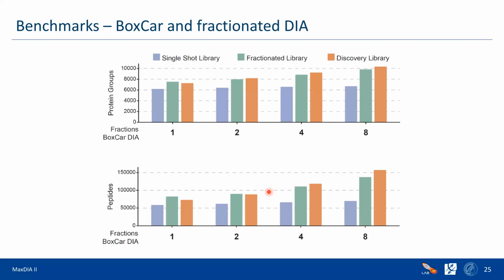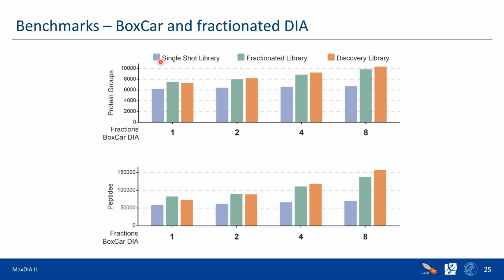we found out that yes. Basically what we did, we had already fractionated BoxCar DIA with 8 fractions, with 1 fraction, basically single shot, and we provided DIA samples with 2 fractions and 4 fractions. Now we are looking at 2 levels of quantification on identification, on the protein groups and on the amount of peptides, and we are looking at 3 instances: usage of a single shot library, a fractionated library, and a discovery library.